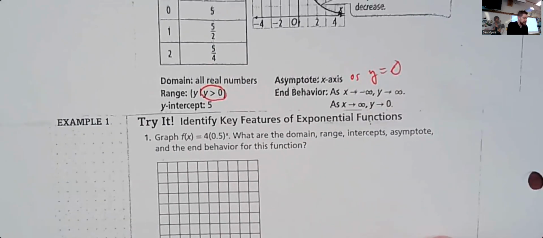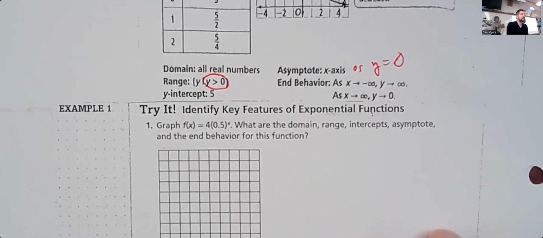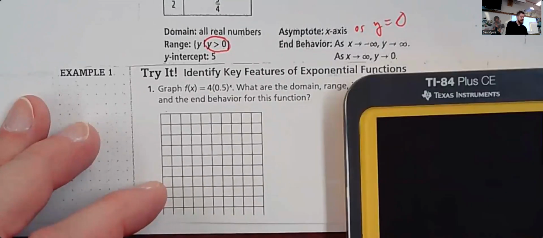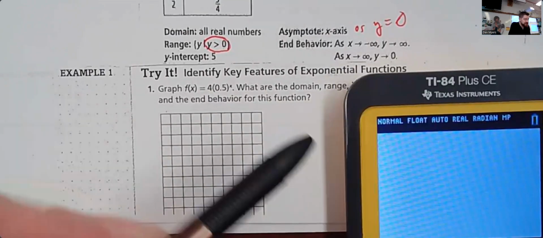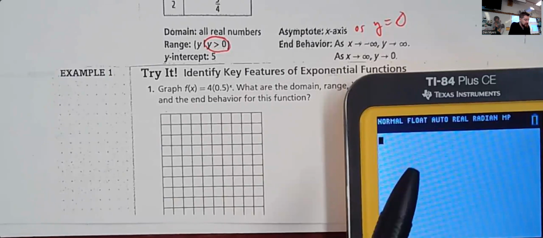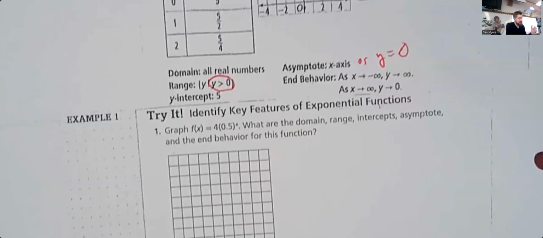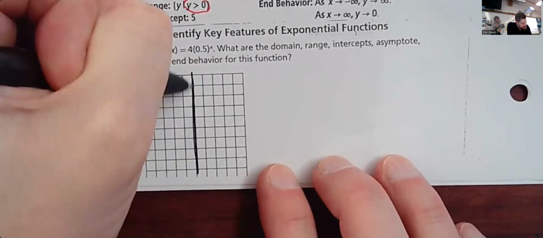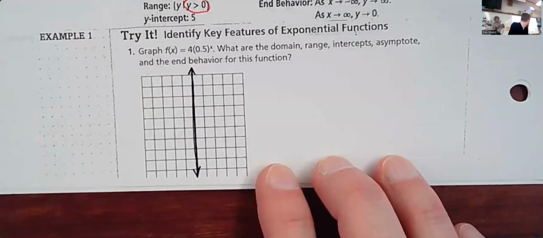All right. Any questions so far? No? All right. Let's have a quick look at a function. Actually, let's do some writing before we actually graph this thing. So we are going to graph it. Let's get our values set up here. There's our y-axis.